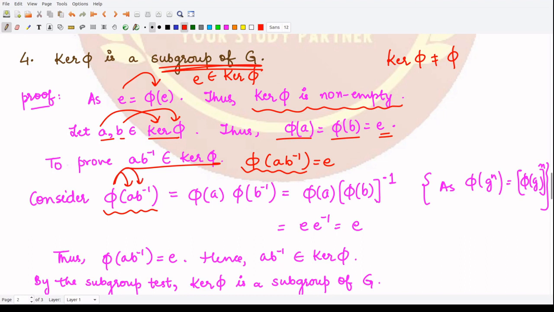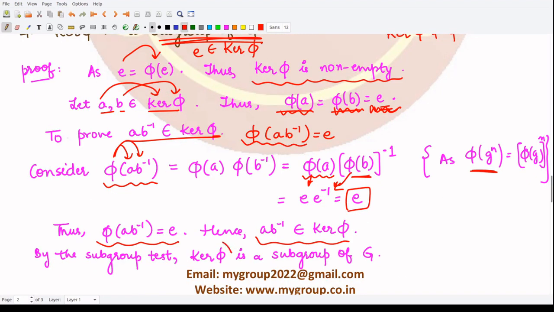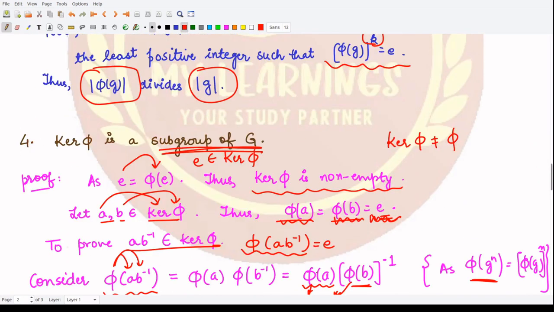Because phi of g raised to power n is equal to phi of g whole raised to power n, you can write phi of b inverse as phi of b whole inverse, correct? Now we know what phi of a is. Phi of a is e and phi of b is also equal to e, so you can substitute the values here and simplify, and you get the identity element. Hence phi of a b inverse is e, hence a b inverse is a member of kernel phi. Correct. So by the one-step subgroup test, this kernel phi is a subgroup of the group G, and this is what we wanted to prove here for the fourth property.